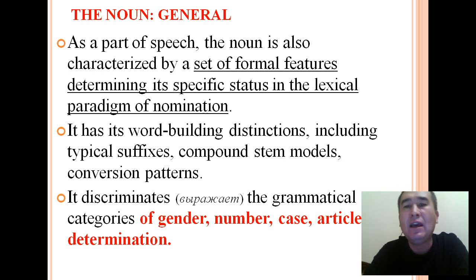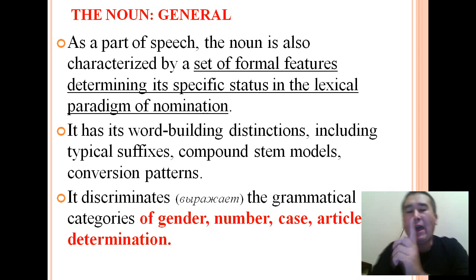As a part of speech, the noun is also characterized by the set of formal features determining its specific status in the lexical paradigm of nomination. It has its own word-building distinctions, including typical suffixes, compound, stem model, conversion patterns. It discriminates its grammatical categories of gender, number, case, article, determination.